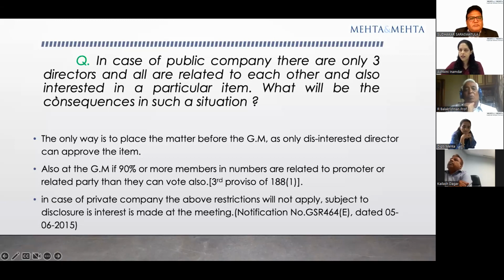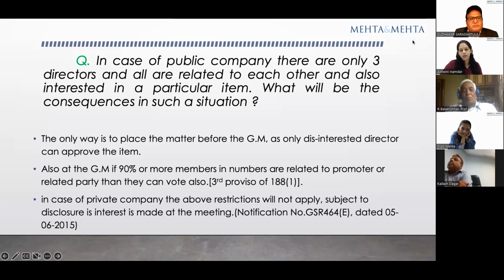Then there is a question. In case of a public company, there are 3 interested directors, and there are only 3 directors, and all are related to each other and also interested in a particular item. What will be the consequences in such a situation?